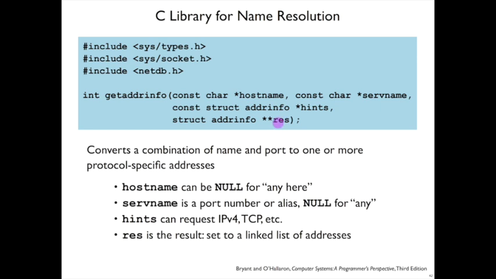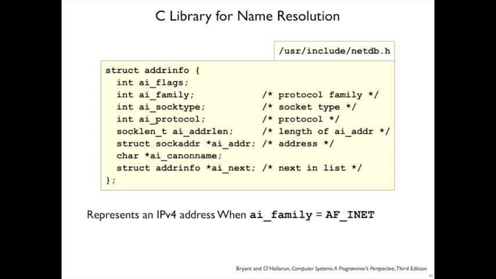So res, there's 2 stars here, so you pass it the address of a pointer to an addrinfo, and that way you get an addrinfo pointer back. That addrinfo pointer points to a record with this shape. It's a linked list because the last thing in that shape is a pointer to another addrinfo or eventually a null pointer.